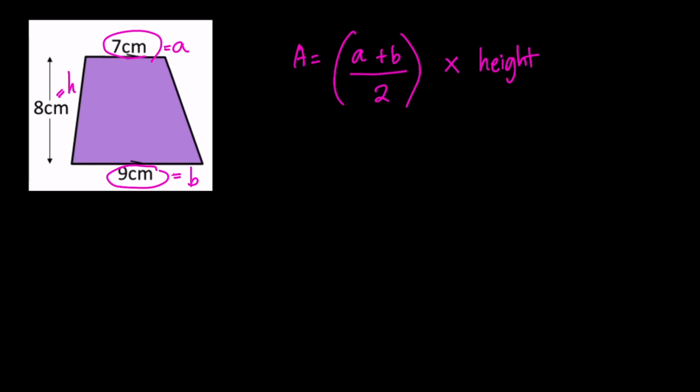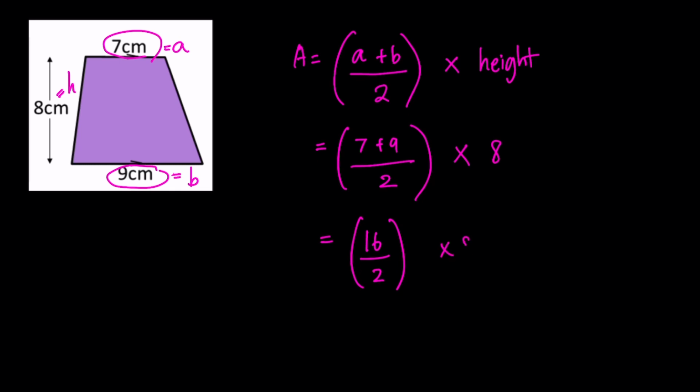And plug those numbers into our formula. So where it has the average length of the parallel sides, A plus B, instead of A, I'll be putting in 7. Instead of B, I'll be putting in 9. So 7 plus 9 over 2, close brackets, times by the height of this trapezium, which is 8. And we just calculate. So 7 plus 9 is 16 over 2, close bracket, times 8.